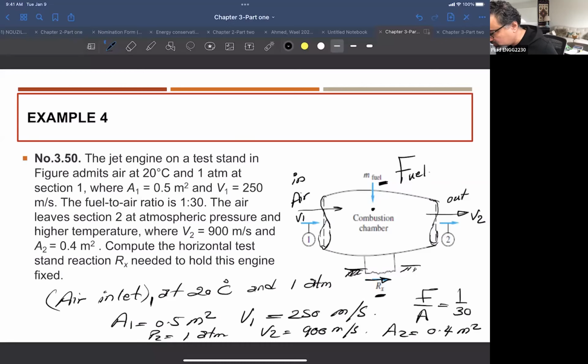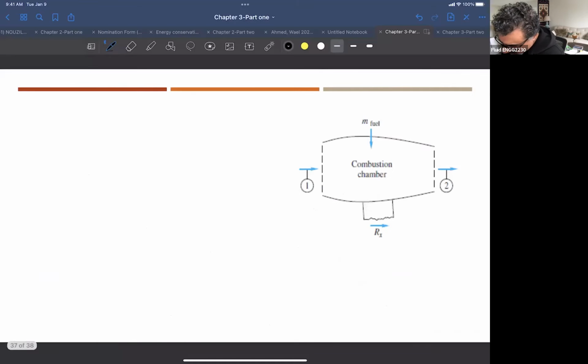So how can we start this problem? Let's put the assumptions first. What will be the assumption in this case? Do we have a steady state problem or no? Can I say that you have a steady state? No? Why no?